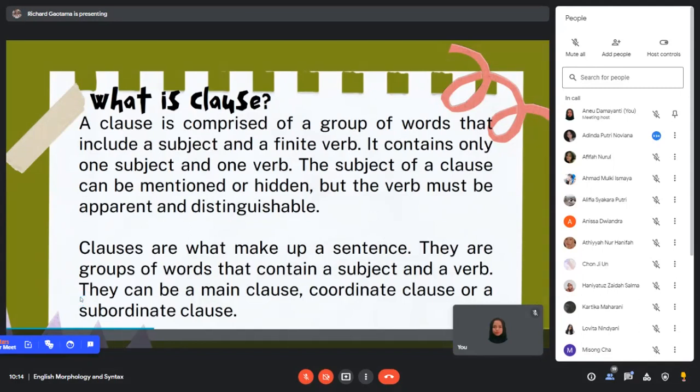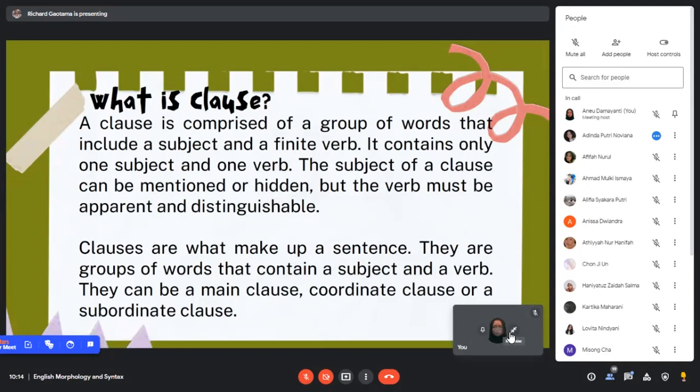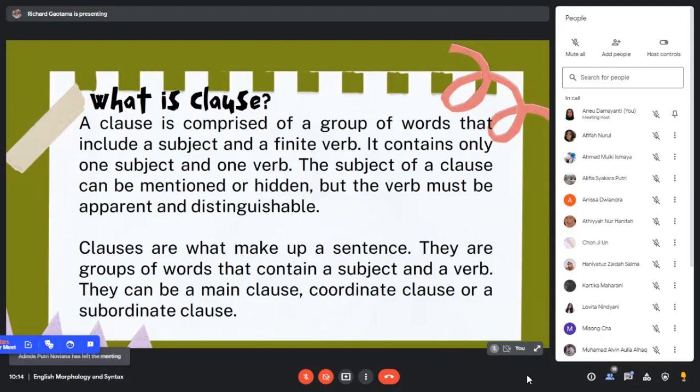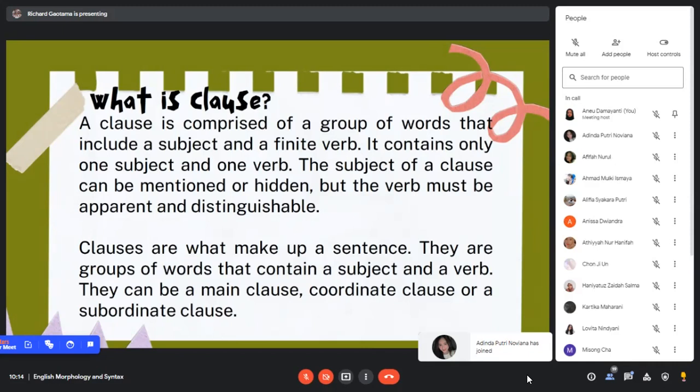First, what is clause? Clause is comprised of a group of words that includes a subject and a finite verb. It contains only one subject and one verb. The subject of clause can be mentioned or hidden, but the verb must be apparent and indistinguishable. Clauses are what make up a sentence. They are a group of words that contain a subject and verb, like I've said before. They can be main clause, coordinate clause, or subordinate clause.